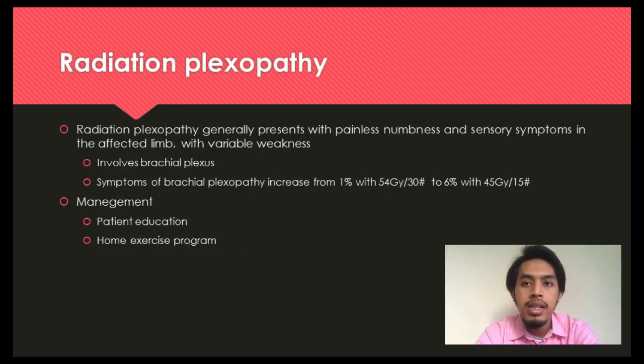Patients will feel painless numbness and sensory symptoms, which affect mostly the upper limb. To manage this effect, some education program can be delivered to the patient. Radiotherapists can ask patients to do some simple home exercise program, such as simple hand stretching, to preserve the strength of the shoulder and arm motion.